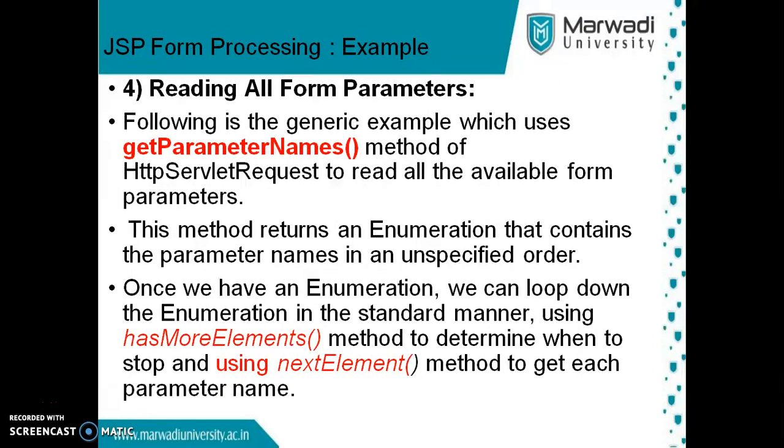If you want to read all the form parameters, let's say I have a form where you are passing a first name, last name, email ID, and mobile number. If I want to read all the parameters, we can use the method called getParameterNames. It will give you all the parameter names passed in your request, available in the form of an enumeration object. This contains the parameter names in an unspecified order.